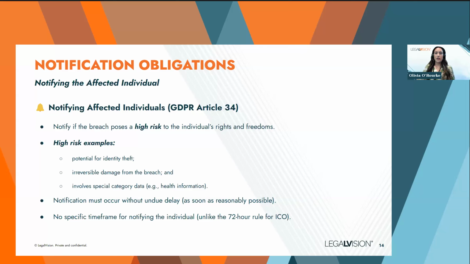So the notification time frame is also slightly different to the time frame when notifying the ICO. It's without undue delay. So it's as soon as reasonably possible after becoming aware of the high risk. Now, there's no specific time frame, unlike that 72-hour requirement for notifying the ICO. It's just without undue delay. So obviously, quite quickly after discovering the risk. And the point of that is really to notify the individual so that they can take steps to mitigate the risk to themselves.